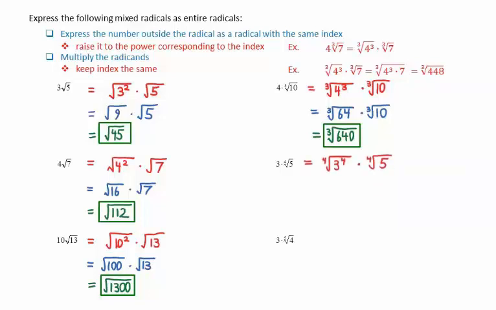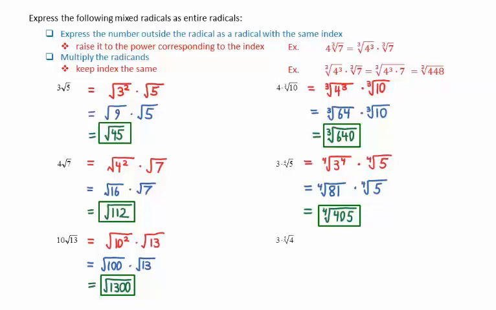The next one is a fourth root. 3 times the fourth root of 5, we can rewrite the 3 as the fourth root of 3 to the 4. We then have the fourth root of 81 times the fourth root of 5, giving us the fourth root of 405 as our answer.